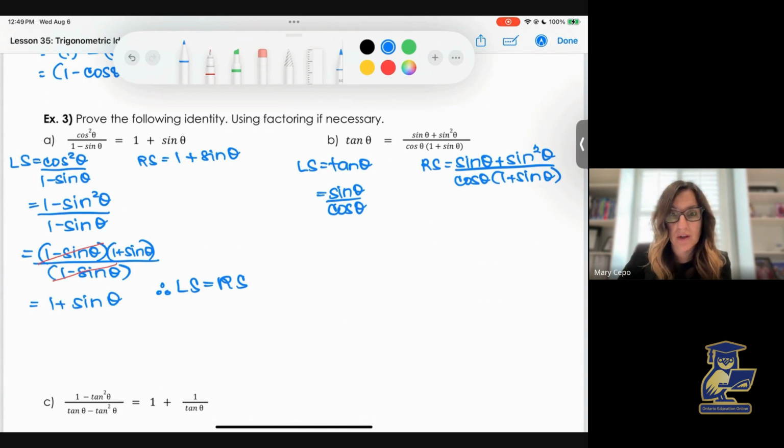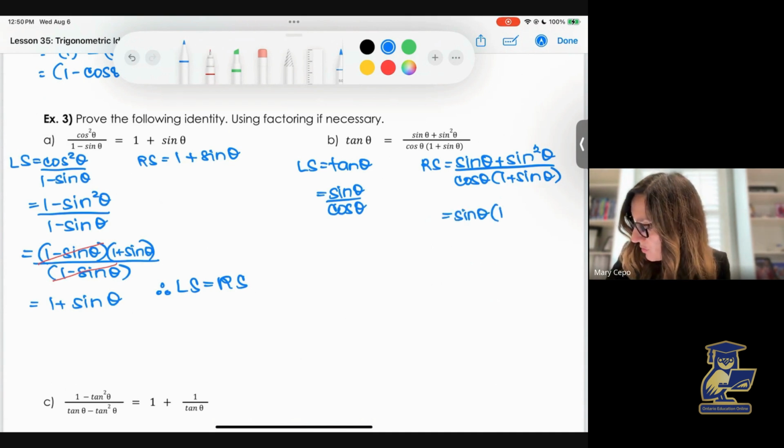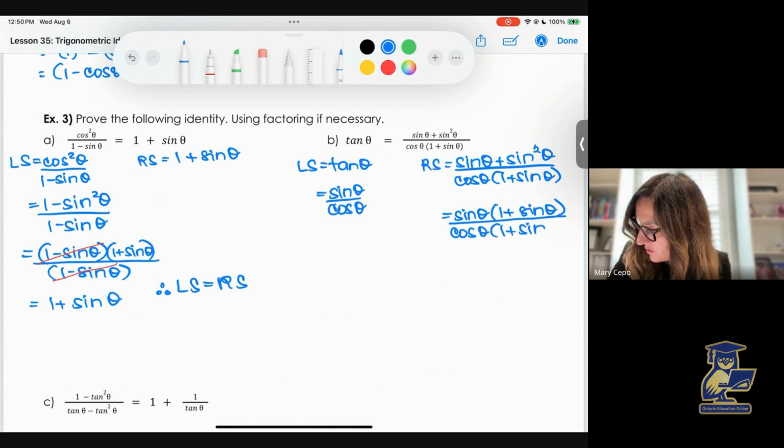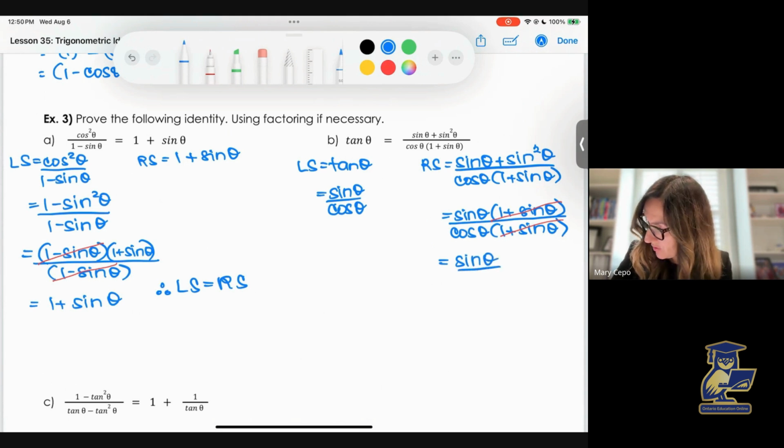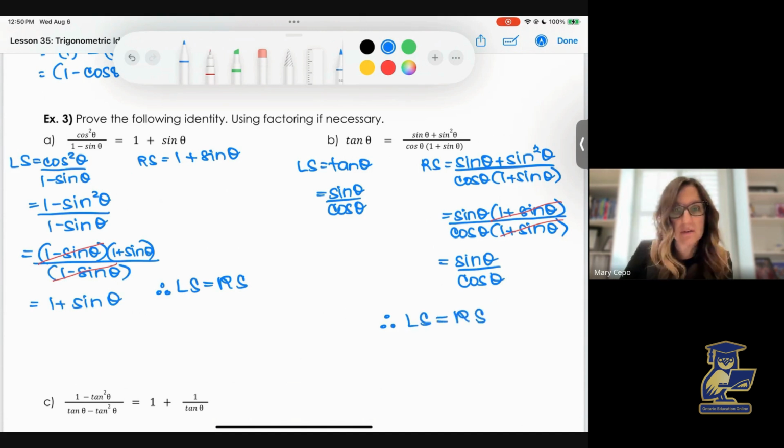Now, we need to make sure the right side is going to have sine theta over cosine theta. We look in the numerator, is there a common factor? And in this case, yes, sine theta is a common factor. We're left with 1 plus sine theta. By factoring, we then end up with a common factor in the numerator and in the denominator that we can simplify. Those cancel out, and we're left with sine theta over cosine theta. And we've just proven, therefore, left side is equal to right side.